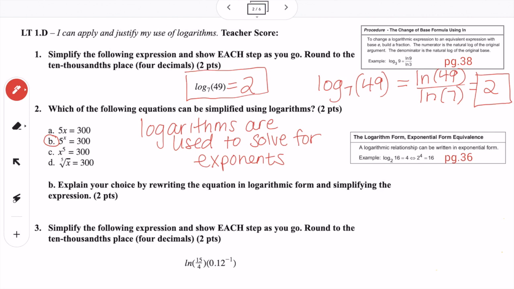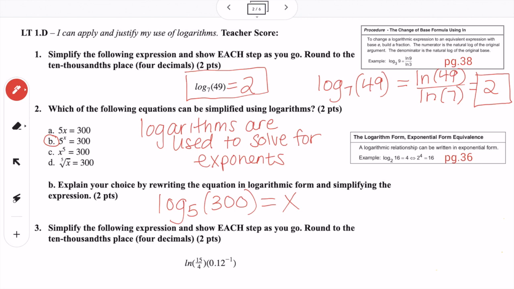Now we're going to explain this choice by actually solving this equation using logarithms. I've copied and pasted an example here from the textbook on page 36. I can use that same idea to rewrite my expression in log form. This would be log base 5 because of my base being 5. Now here we're putting our solution 300, and a logarithm is going to tell us the value of the exponent. And in this case we don't know the exponent, so we put a variable there.